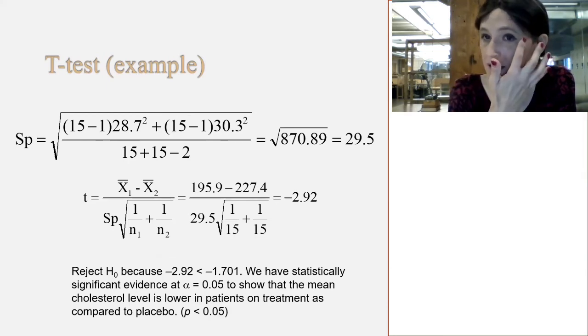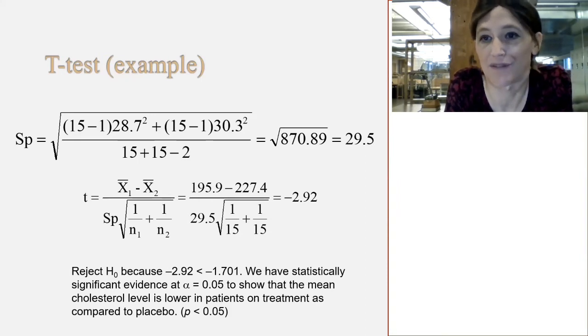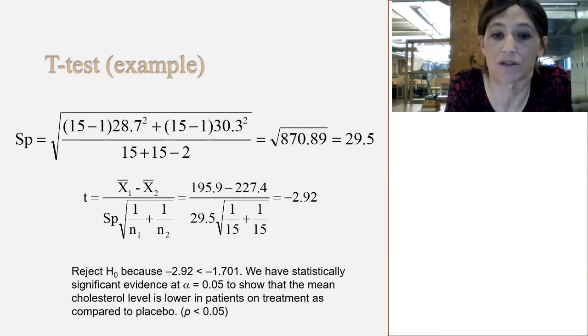And then our t-statistic, the calculated value, is negative 2.9, which is in fact lower than our critical value of negative 1.7. Now we could say it has an absolute value greater than 1.7. So we have statistically significant evidence at an alpha of 0.05 that the mean cholesterol level is lower in patients on treatment as compared to placebo. And because we set our alpha, and that's what we looked up for our critical value, we can say then the p is less than 0.05.